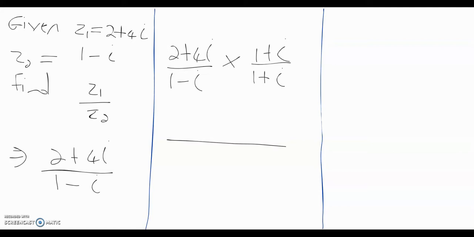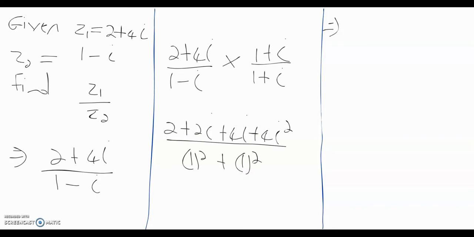So we have 2 times 1, which is 2. 2 times i, that's 2i. 4i times 1, which is 4i. And then we have 4i times i, which we can go ahead and say 4i squared, or we could simply say minus 4 because we know that i squared is negative 1. In my denominator, as you know, when we multiply two conjugates, it's the real part squared plus the imaginary part squared. Good. So let's break this down.